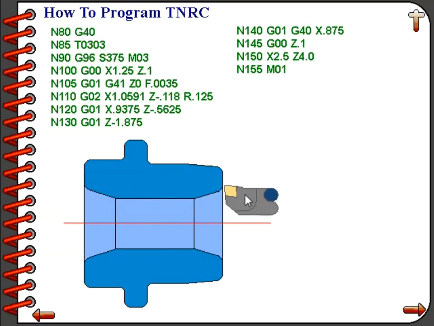Here you can see within the program for this tool that on line number 105, which reads G01, G41, Z0, F.0035, is where we're going to turn on tool nose radius compensation left. On line number 140, we are going to turn off tool nose radius compensation with the command G01, G40, X.875. This is a real good example of a finish boring operation using tool nose radius compensation.